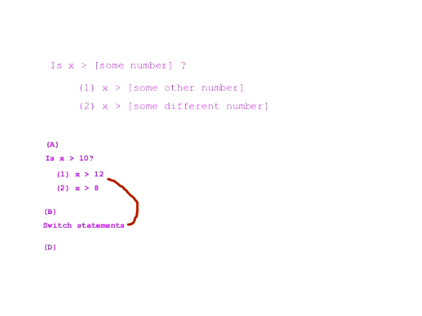D, okay, is X greater than 10? Statement 1, X is greater than 12. Statement 2, X is greater than 14. Sorry, that'd be 10, 12, and 14. That's D, because either one of them is greater than 10, right? And then E could be, just make them both something less than 10, right? Is X greater than 10? Statement 1, X is greater than 6. Statement 2, X is greater than 8.